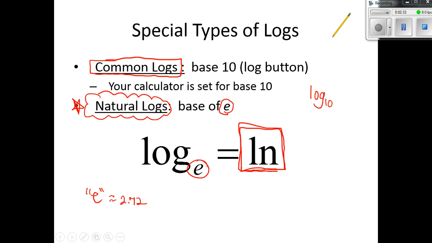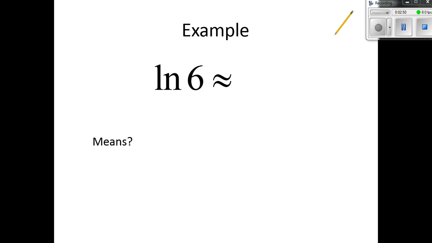Now, how are they different? They're really not much different other than the base is different, okay? So now instead of working with base 10, we're going to be working with a base of 2.72 approximately. So here's an example. I want you to take out your calculator and tell me what the ln of 6 is approximately. Well, it's approximately 1.79.